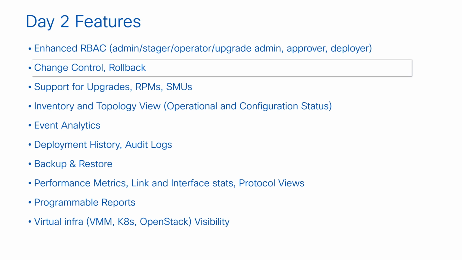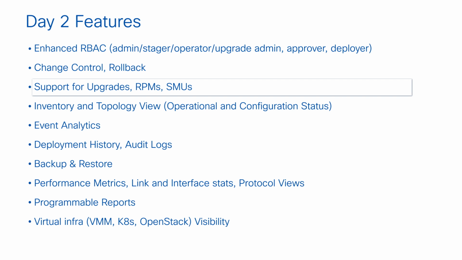We do have support for change control with ticketing mechanism as well as rollback, which is introduced in NDFC 12.1.3, and this is very much supported agnostic of the fabric type and hence absolutely applies to Enhanced Classic LAN as well. We have support for upgrades, RPMs, patches. All of this is done using our image management workflow, and this can be done for all devices, all the switches in Enhanced Classic LAN.